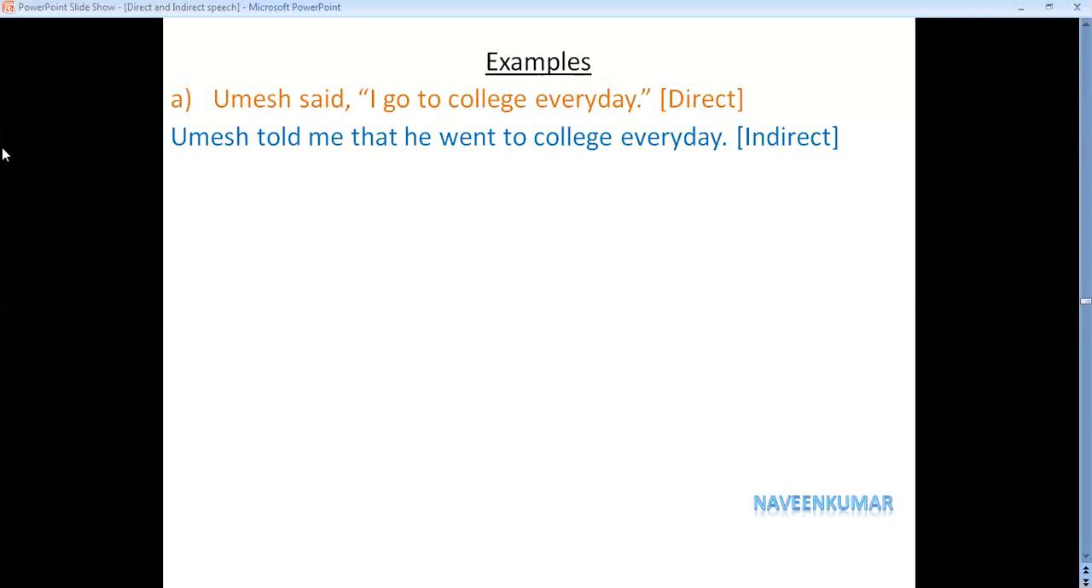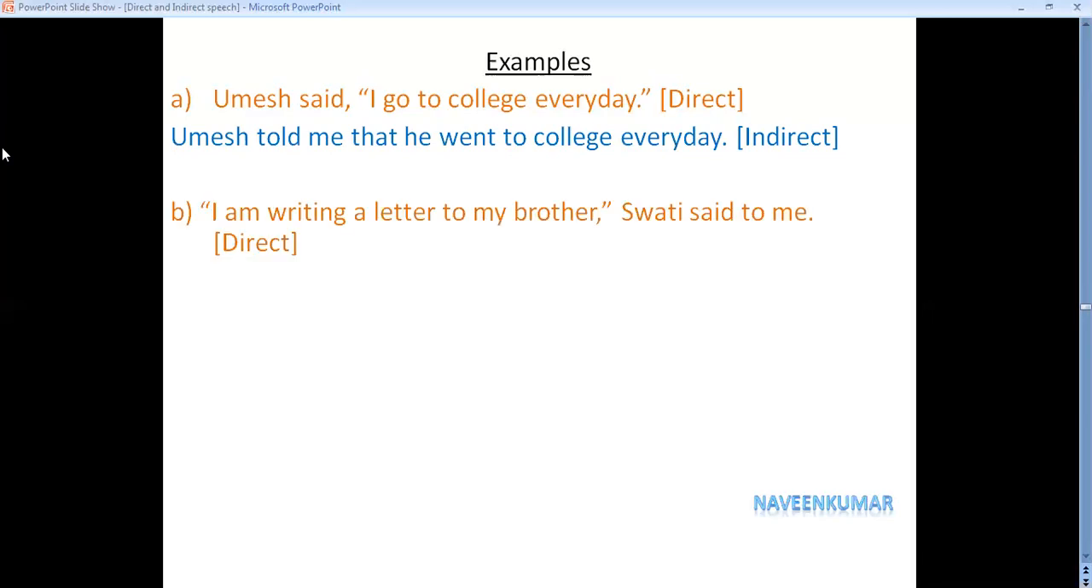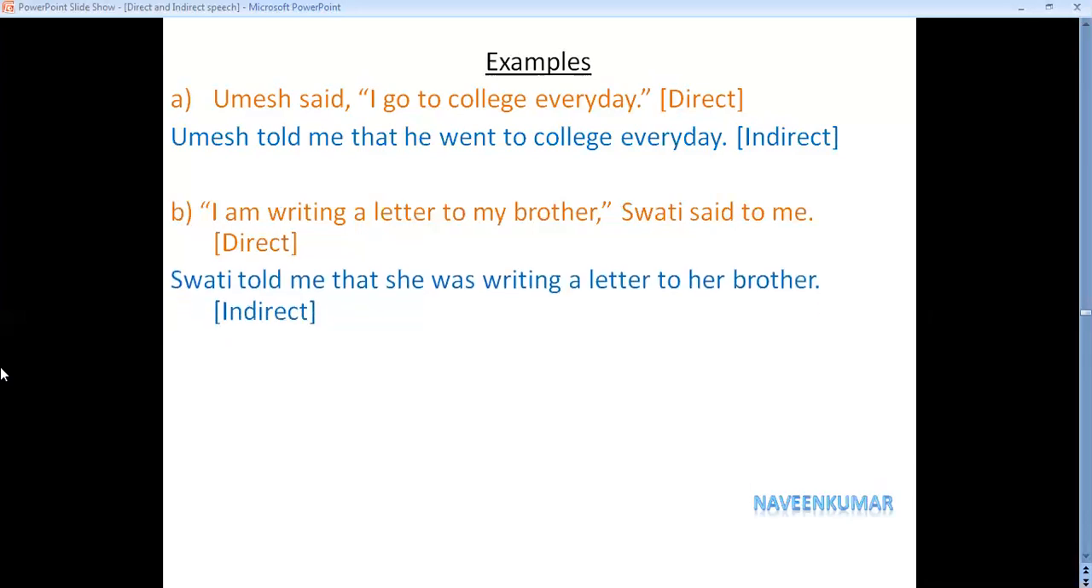Next example. I am writing a letter to my brother, Swati said to me. Now the reporting verb is in past tense. So what is the tense of the direct speech? I am writing a letter to my brother. That is present continuous tense. If the direct speech is in present continuous tense, indirect should be in past continuous tense. So let's change it into indirect. Swati told me that she was writing a letter to her brother. It became past continuous in indirect.